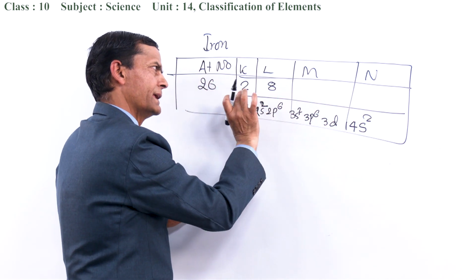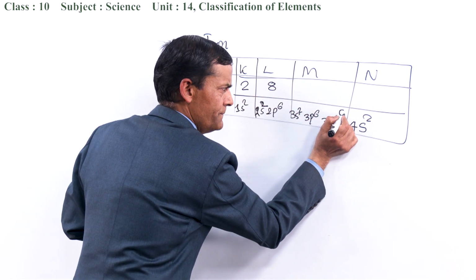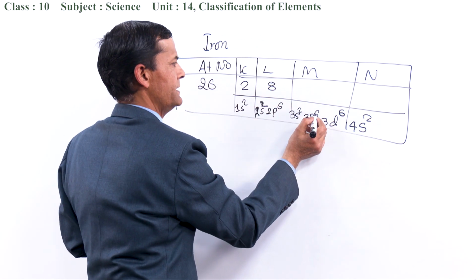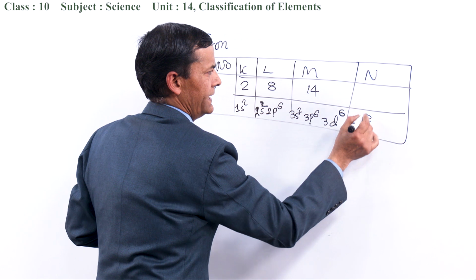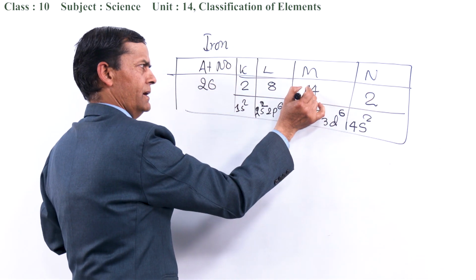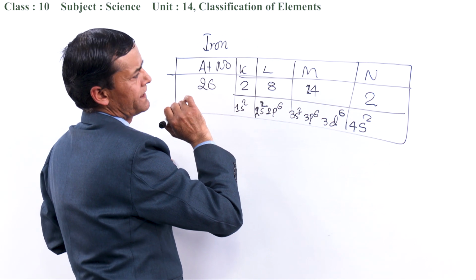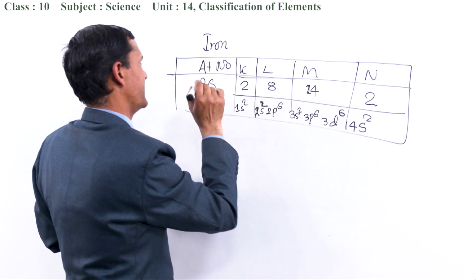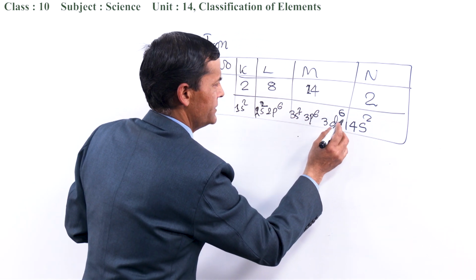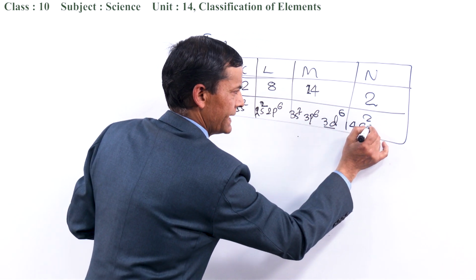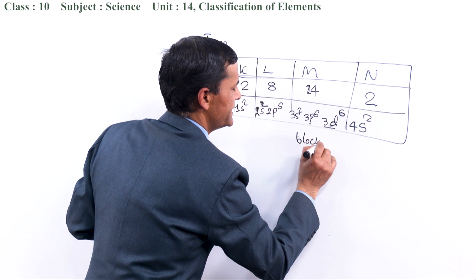That means 20 electrons are gone. Now the remaining 6 electrons go to d, isn't it? So here will be 6 plus 6, 12, 12 plus 2, 14. Until 18 we can fill in the M orbit. So this is the electronic configuration of iron. Now look at here, this d means the third shell has the d subshell, so its block is d.